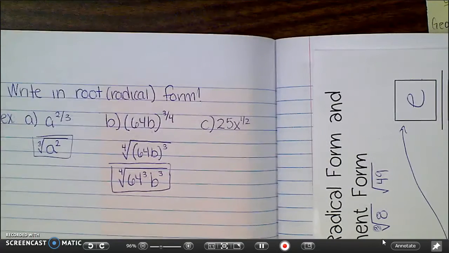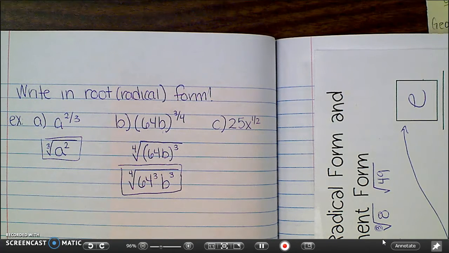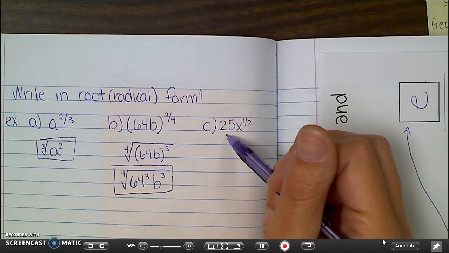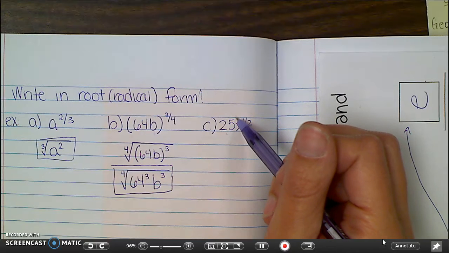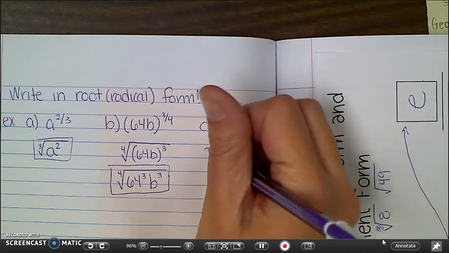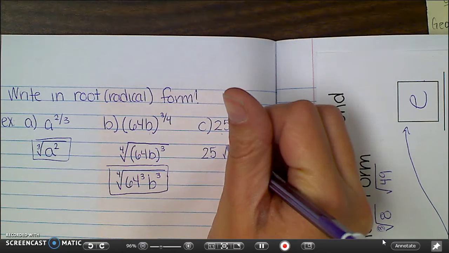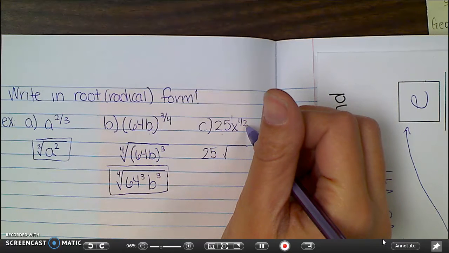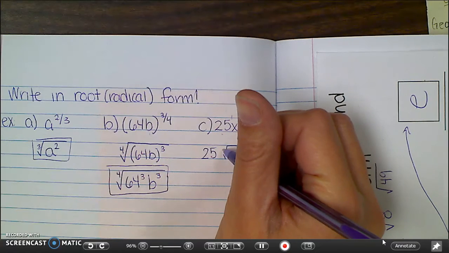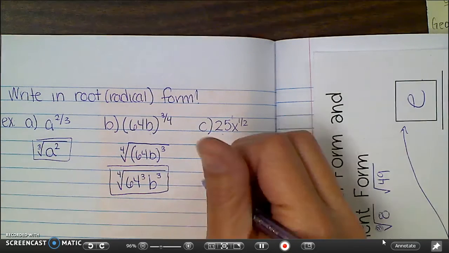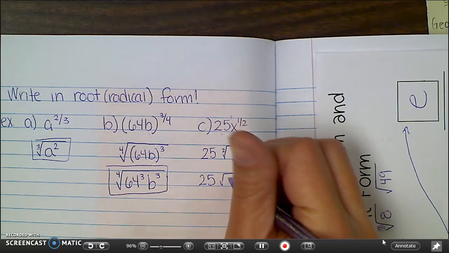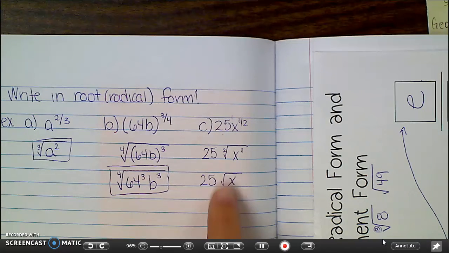Okay, and then the last one, again, we have to make sure that we treat each number individually. 25 has an exponent of 1. It doesn't have a root because this is just 1. There is no denominator. So 25 is not going to go in my root. X, however, does have a root, and that's because it's fractional. And so the root is 2. You can write it or not. The exponent is 1, so you can write it or not. So I might rewrite this as 25 square root of x. Because I don't need the 2 if it's square root, and I don't need the 1 if it's to the 1st power. Okay?